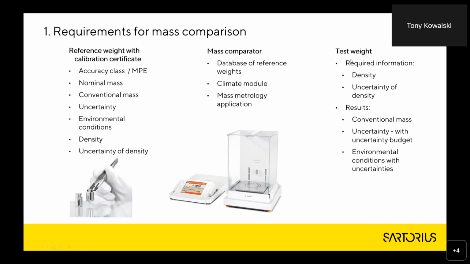Of course, we need a test weight. We should know its density and its uncertainty. We then calculate the conventional mass with the uncertainty budget quoted and the actual uncertainty in the whole process, the combined uncertainty determined. And if it's E1 or E2, we determined the environmental conditions with their uncertainties and made the buoyancy correction.